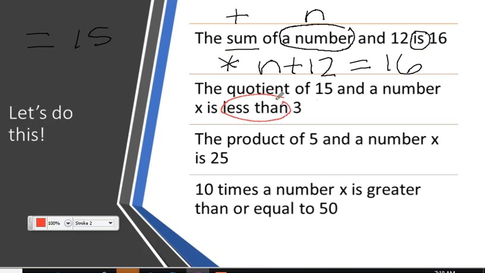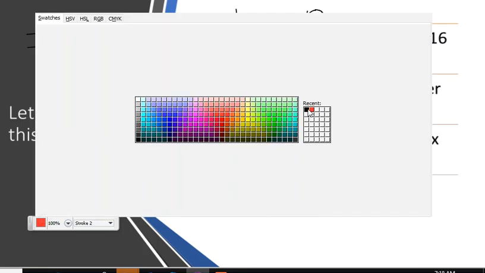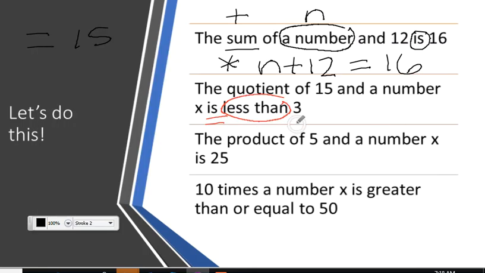Okay, so let's read this again. The quotient of 15 and a number x is less than 3. Okay, so here's our is less than 3. So in this case, we're going to have to turn this around. Whenever you see the words less than, it's basically their turnaround words. So that means it's going to turn our problem around. So we're going to be working this way as we write it.